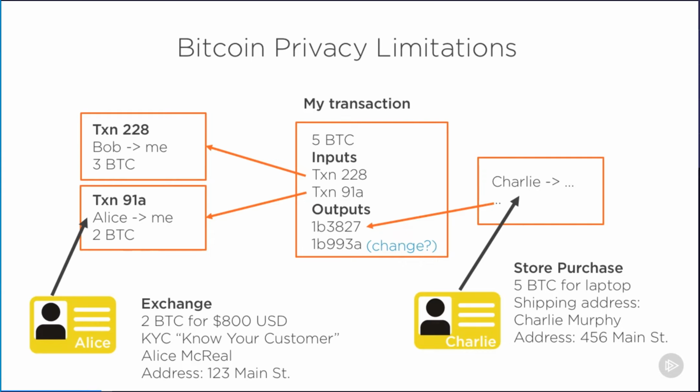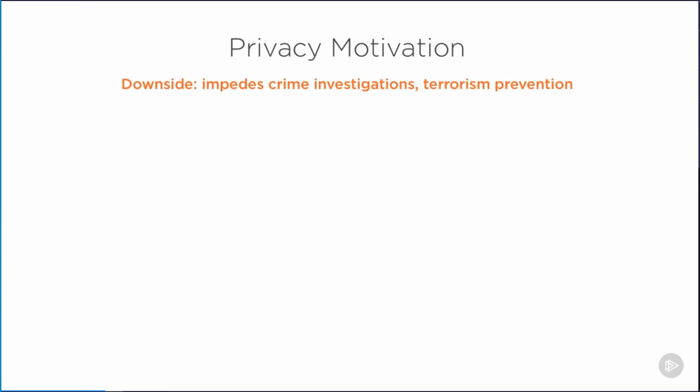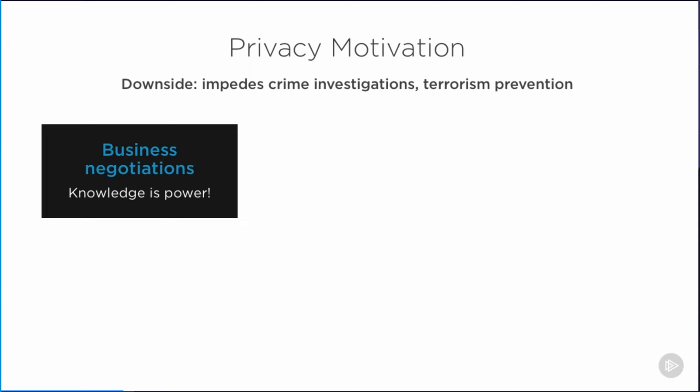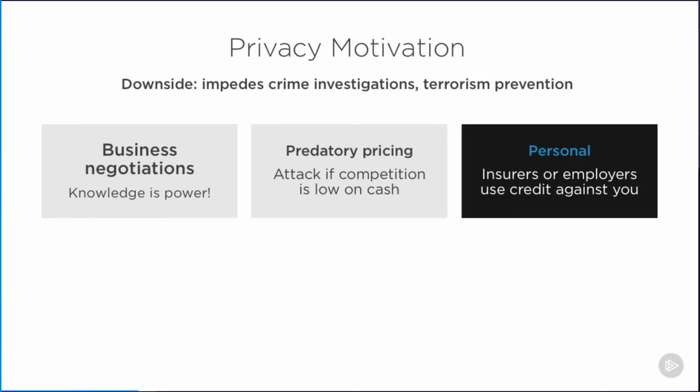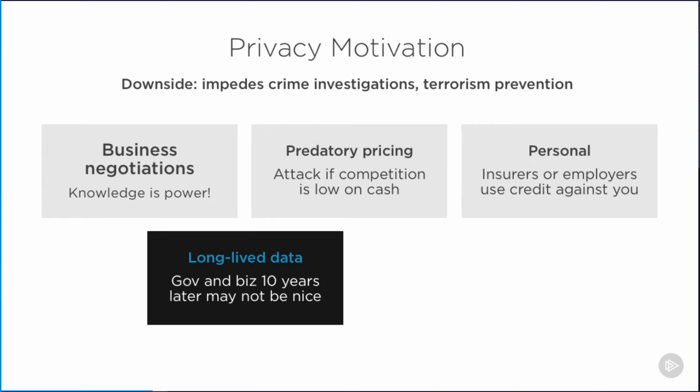There are certainly some cases where it can be argued that privacy has a downside. Governments trying to investigate crimes or prevent terrorism would lose a valuable tool if transactions couldn't be traced. But there are also valid reasons for privacy, as discussed earlier. Having financial information available to competitors can severely hurt negotiations. A competitor might try to carry out predatory pricing if they know a business is close to running out of cash. And on a personal level, information about your financial transactions may be used against you, perhaps by insurers or future employers. And while no business or government may misuse information today, there's no guarantee that won't change in 10 years.